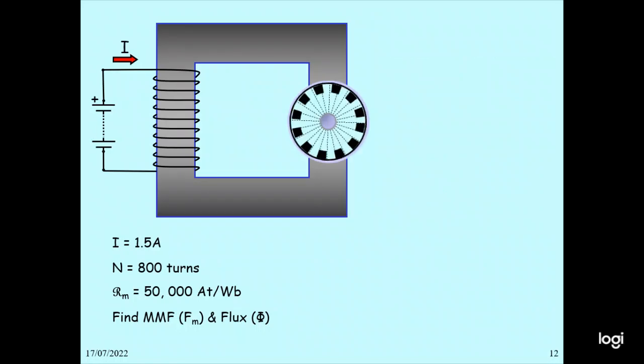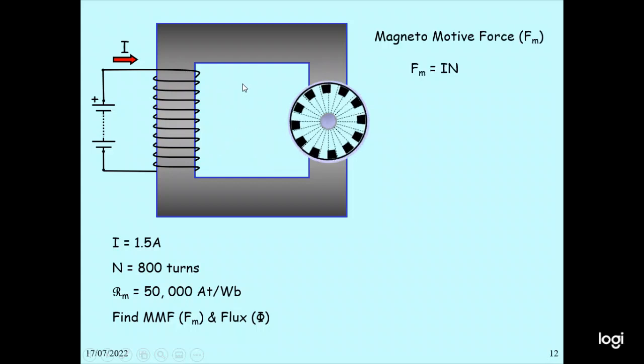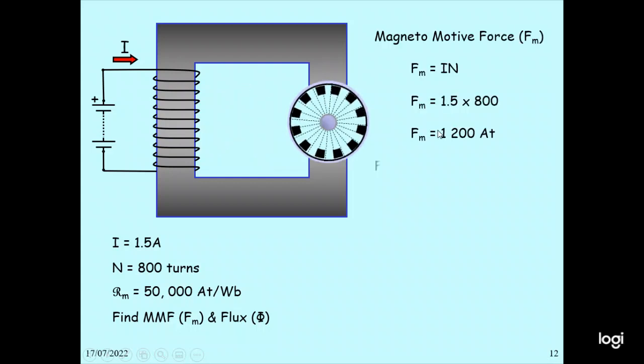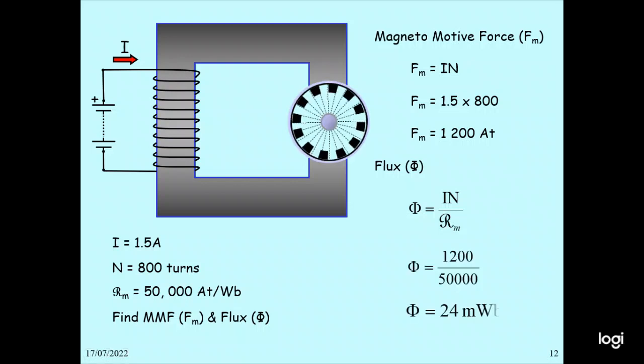Now for another connection, in this case I is 1.5 ampere and N is 800 turns. Rm is 50,000 ampere turn per Weber. We calculate the magnetic motive force and the flux phi. So Fm equals I multiplied by N. So 1.5 times 800, you get 1,200 ampere turns. Phi can be calculated as Fm by Rm. So this is 1,200 divided by 50,000. You get 24 milliweber.